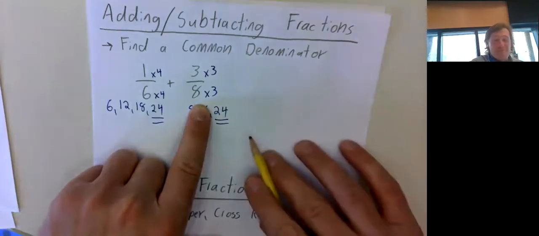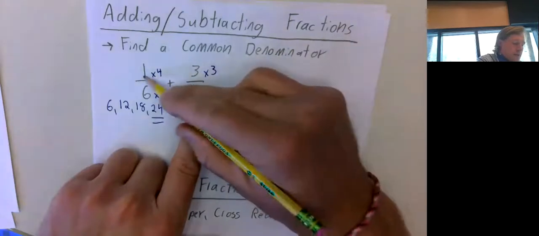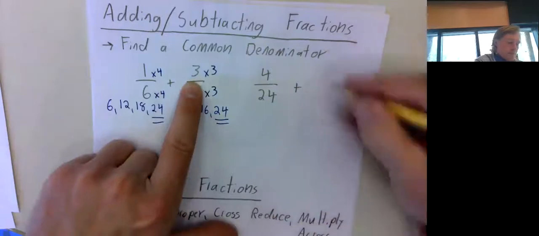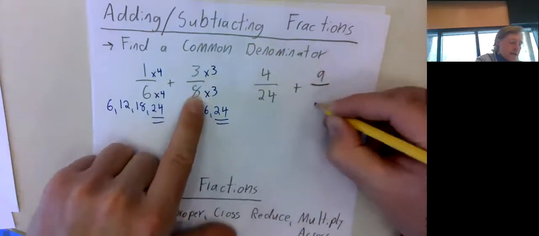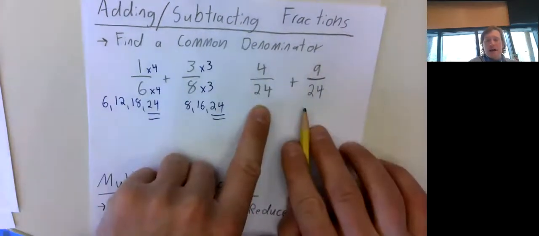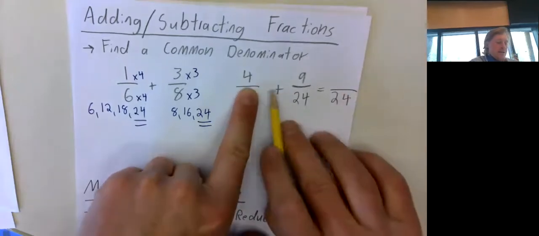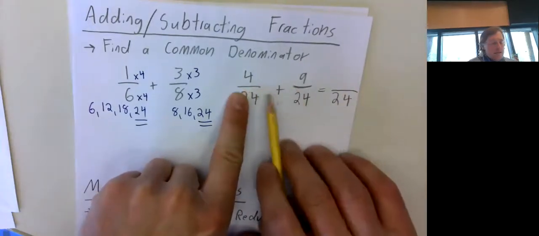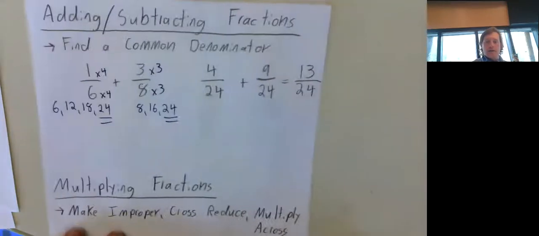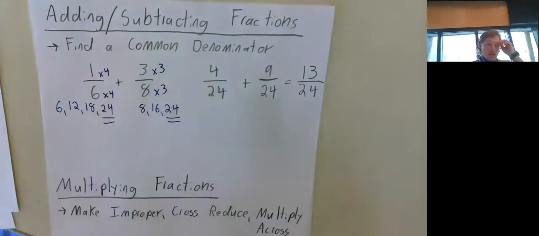I'm going to rewrite my unreduced fractions. Over here is 1 times 4 is 4 over 24, plus 3 times 3 is 9, 8 times 3 is 24. Now that I have a common denominator, I keep the denominator the same, and I either add or subtract the numerators. In this case, I'm adding. 4 plus 9 is 13. There's my answer: 13/24 from this initial problem here.